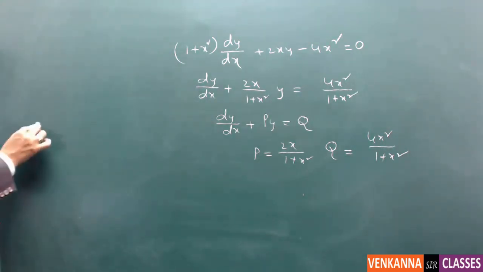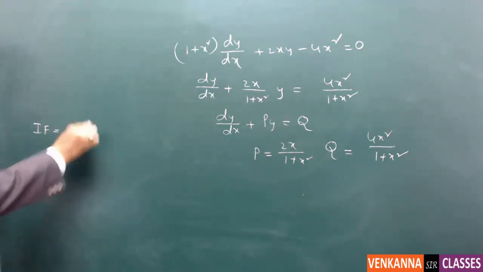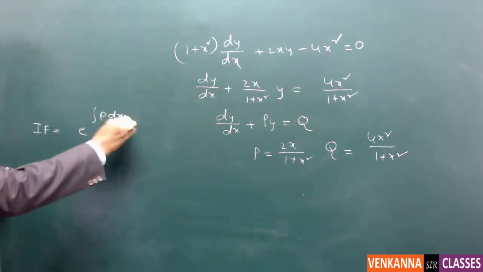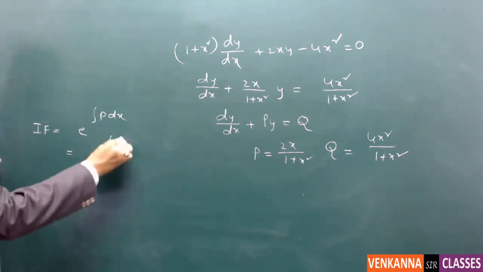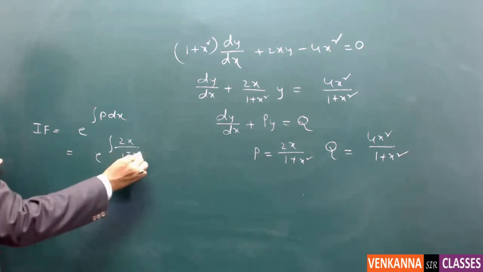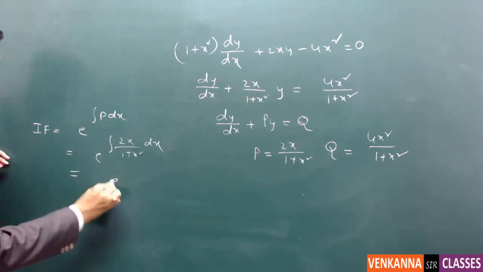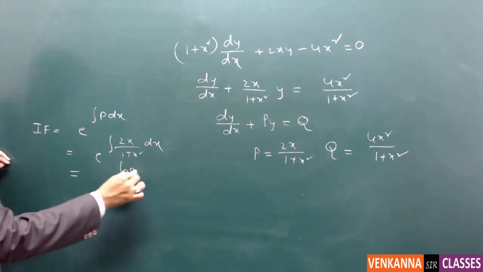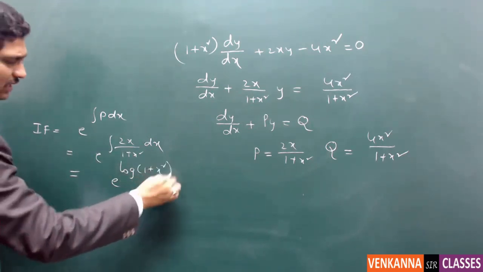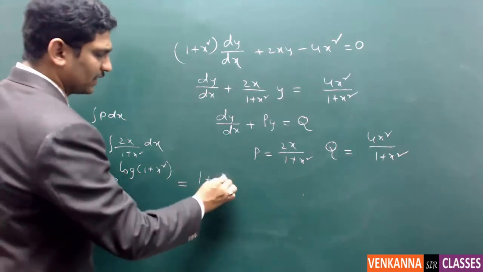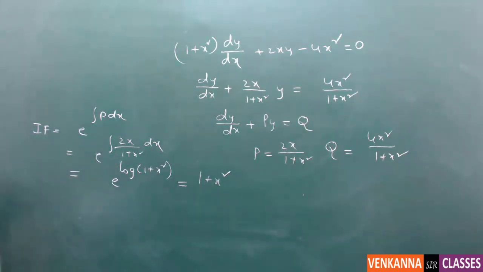Now let us find the integrating factor. So e power integral P dx, so e power integral 2x by 1 plus x square dx. Since the derivative appears in the numerator, this is e power log of 1 plus x square, equal to 1 plus x square. Accepted? Any queries? Right.